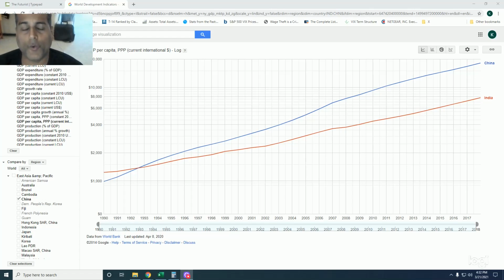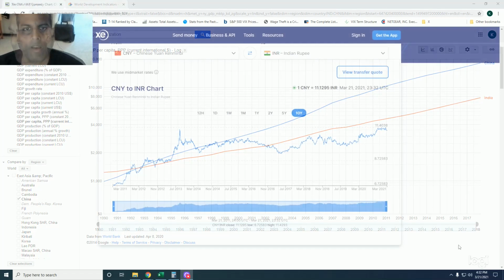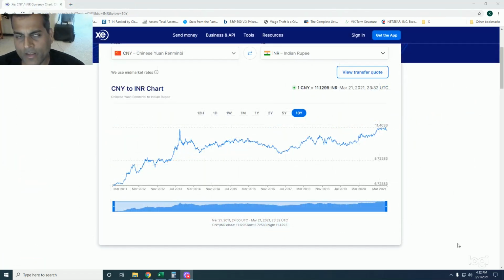Which brings us to the second metric to look at, which is the diverging strength of the currencies of the two countries. So let me pull that screen up. This chart will also be in the description box below. It only goes back 10 years. I wish it went back further, but even 10 years is enough to illustrate the point.